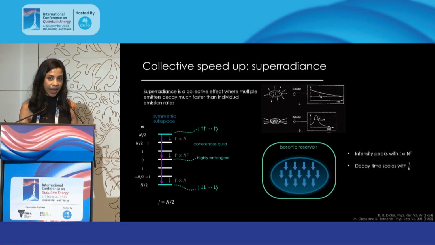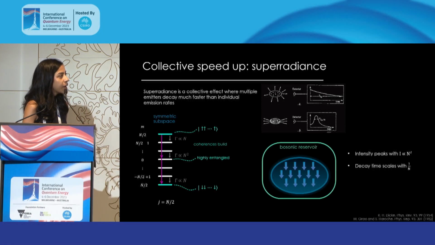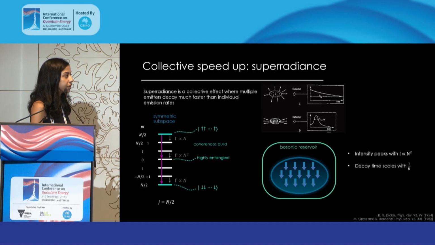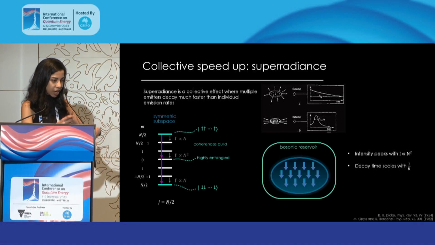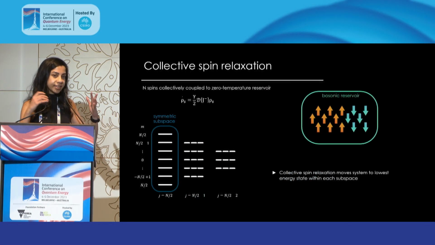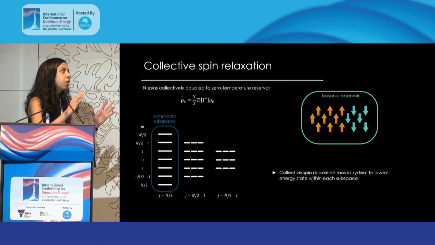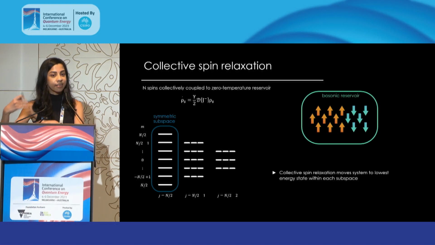So the important thing is that the intensity of this emission peaks proportionally to n squared, where n is the number of spins in the ensemble, and the decay time is significantly reduced. It scales with 1 on n. Okay, so we're going to make use of superradiance to charge our batteries by, instead of starting with a symmetric state where all of the spins are up, having some of the spins in the excited state and some in the ground state.